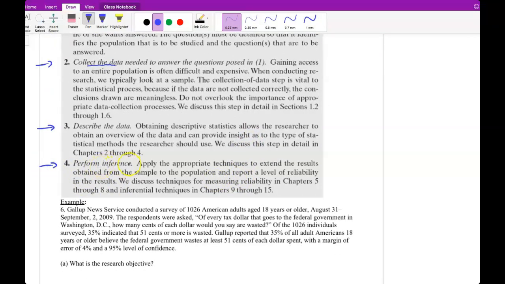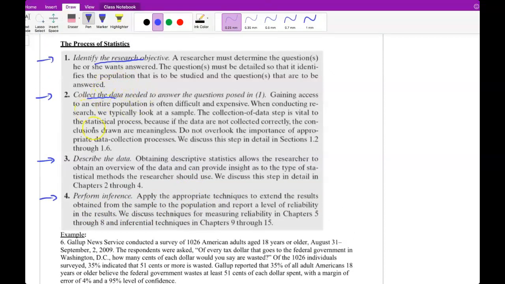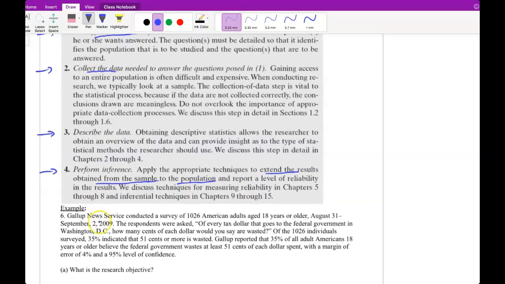Then step 4, perform inference. Apply the appropriate techniques to extend the results obtained from the sample to the population. Since here we were not able to access the entire population and instead we use a sample, we're going to use all the information that we collected and extend our sample to the population. So, extending results obtained from the sample to the population and report the level of reliability in the results.